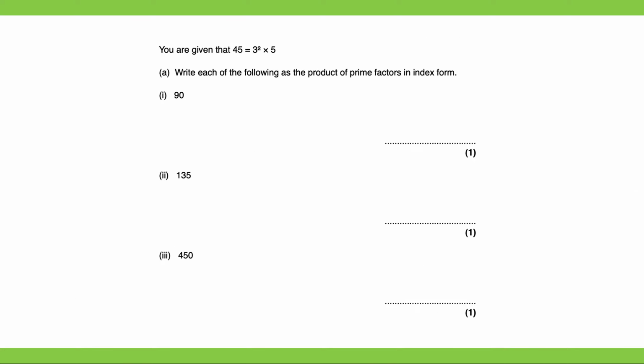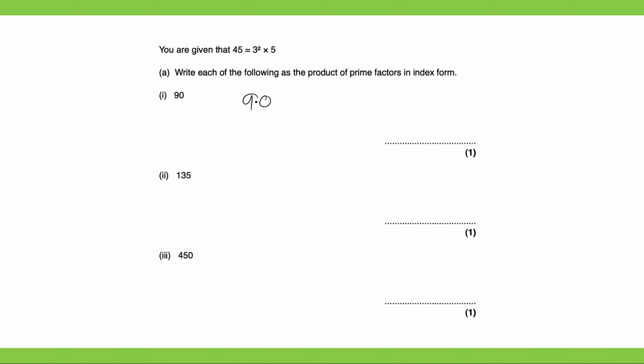Okay, last set of questions now. You are given that 45 equals 3 squared times 5. Write each of the following as a product of prime factors in index form. So we have 90. Let's work out 90 as a product of prime factors.